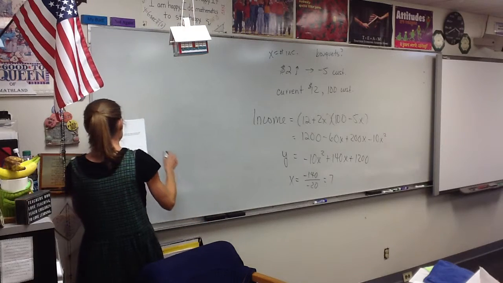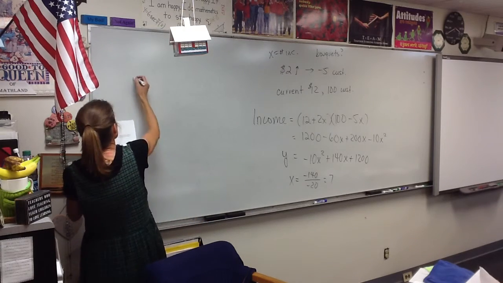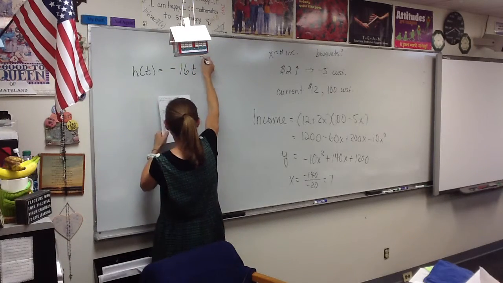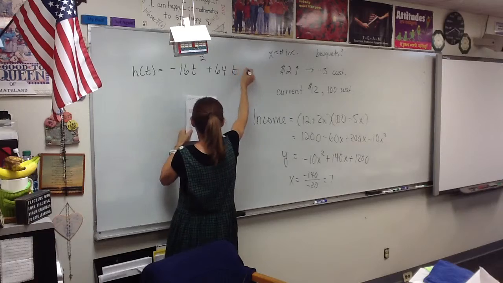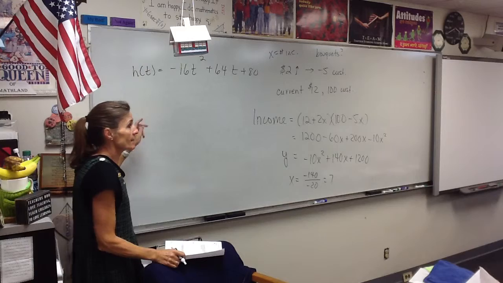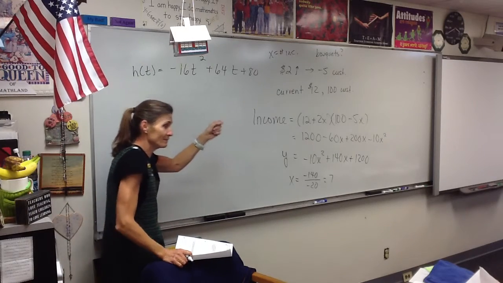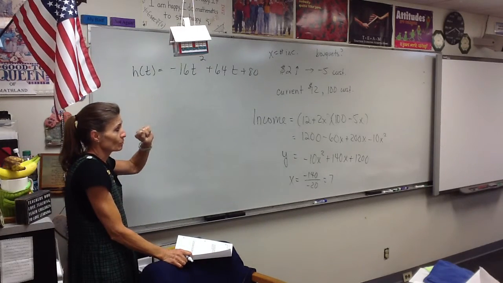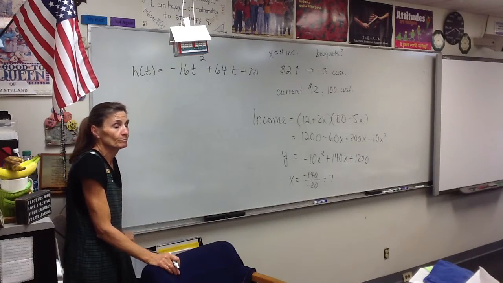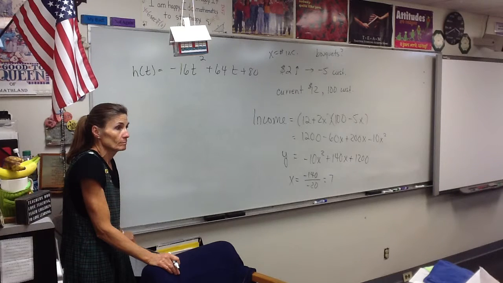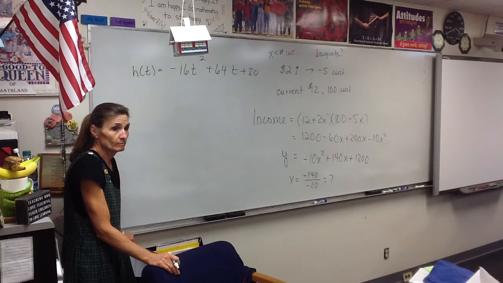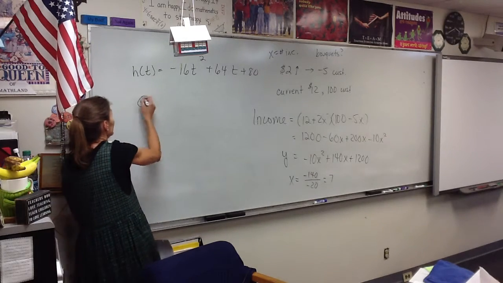Tom throws a javelin from the top of a building so that its height above the ground is given by this equation. Okay, so a guy standing on top of a building throwing a javelin. Question is, when does it hit the ground? What are you going to do? Set it equal to 0.